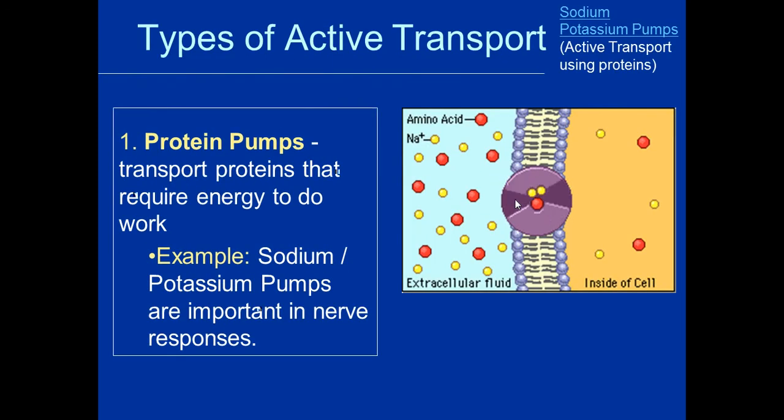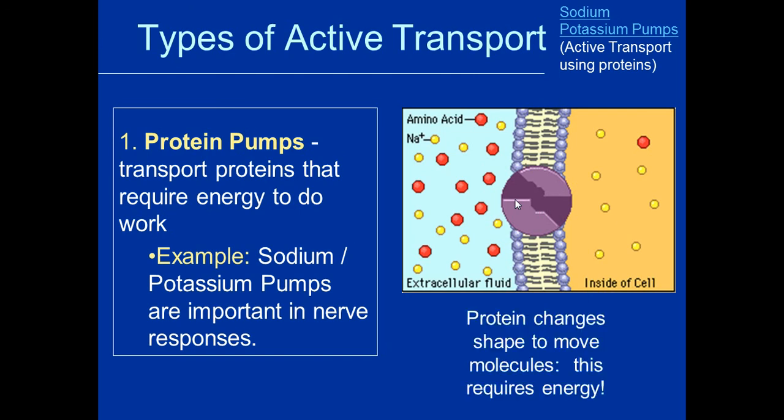The first type is called a protein pump. Protein pumps transport molecules and require energy to do work. For example, the sodium-potassium pump is important in nerve cell responses. The protein, the purple thing in the middle, changes shape in order to move the molecules. This actually requires energy, and you can see that 2 sodiums, the yellow ones, were required for every amino acid that pumped through.